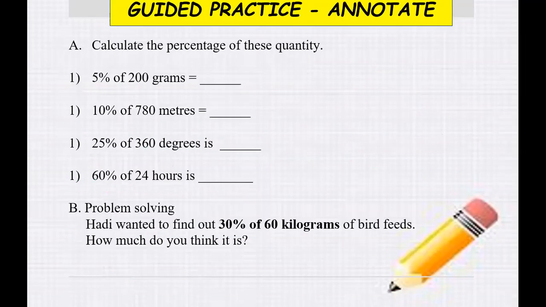Okay, let's answer this together. You can pause your video and you can practice. All right, so 5% will be written as 5 over 100 times 200.